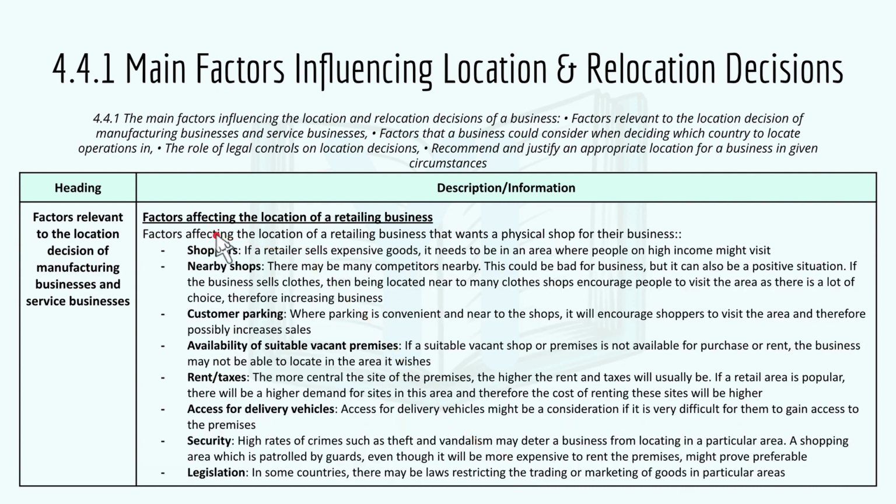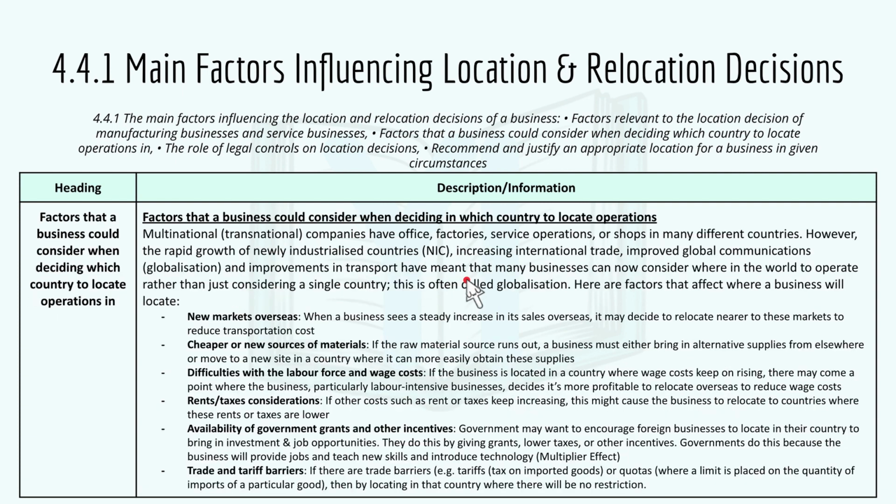Then here's factors affecting the location of a retailing business. Number 1, we have shoppers. If a retailer sells expensive goods, then it needs to be in an area where people on high income might visit. Number 2, nearby shops. There may be many competitors nearby, and this could be bad for the business.